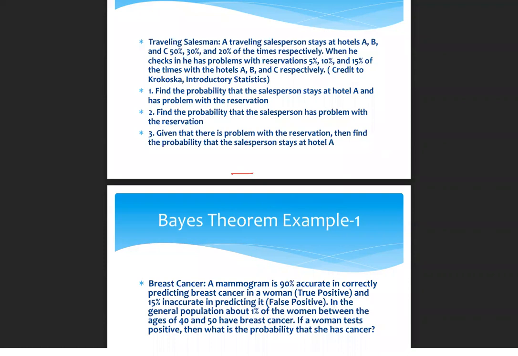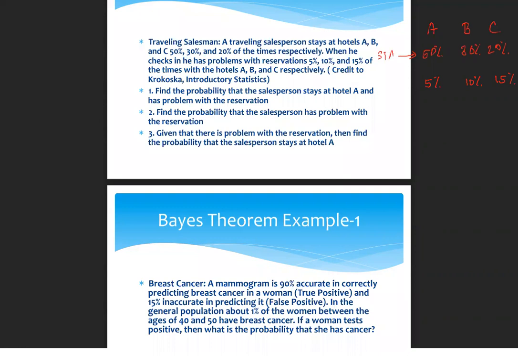Okay. Hotel A, Hotel B, and Hotel C. He stays 50% of the times in Hotel A, 30% of the times in Hotel B, and 20% of the times in Hotel C. But for Hotel A, 5% of the times there is a reservation problem. For Hotel B, 10% of the times there is a reservation problem. For Hotel C, 15% of the times there is a reservation problem. Okay?